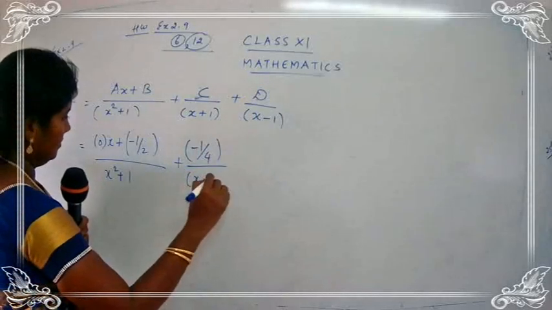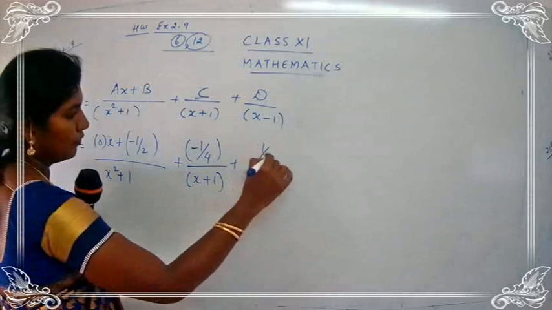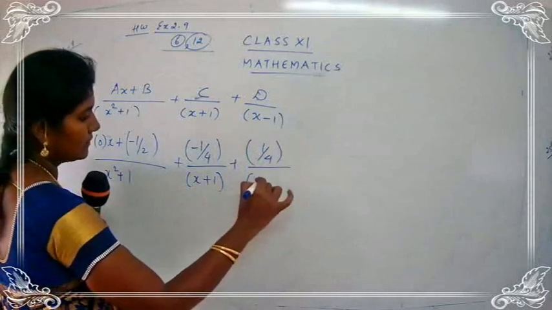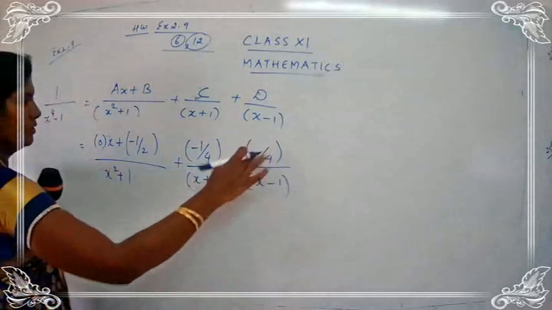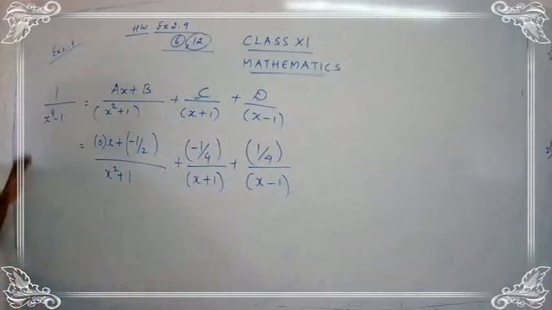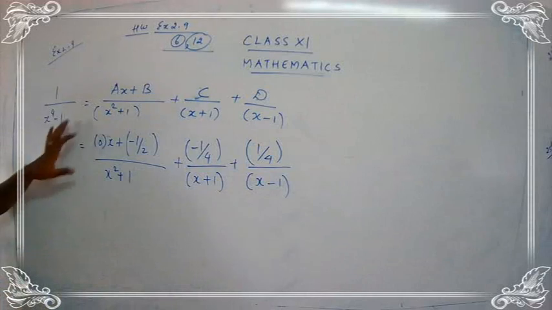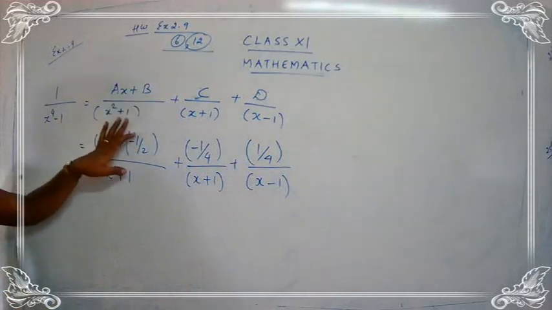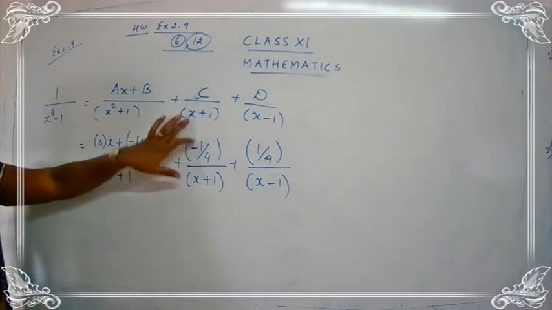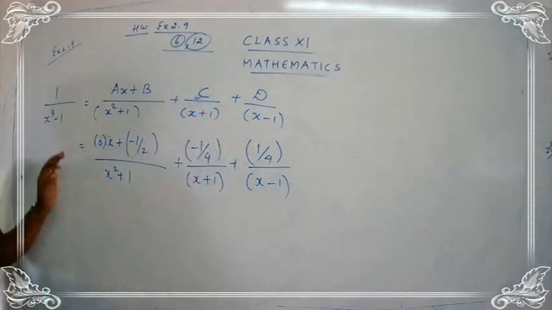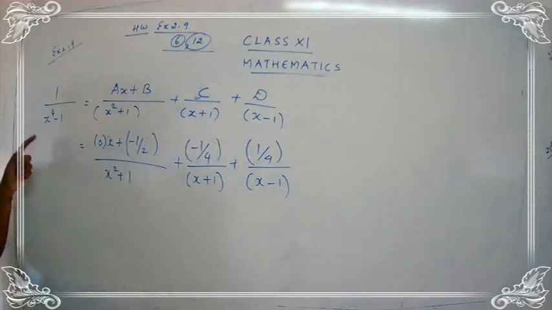X plus 1, and I hope D is 1 by 4, yes, 1 by 4 x minus 1. Substitute the value, children. So you have to take down the expression once again: 1 upon x raised to 4 minus 1 is equal to A upon x plus B upon x square plus 1 plus C upon x plus 1 plus D upon x minus 1. So now what I have done, I have just substituted, and this was the homework part, yes.